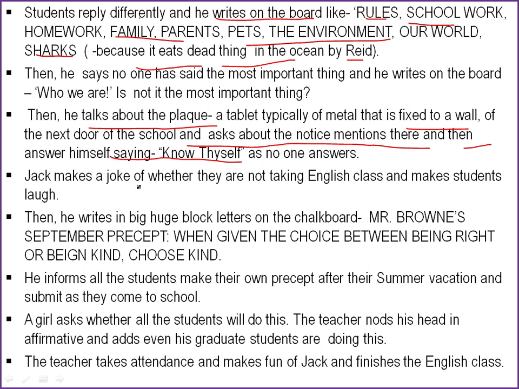And then Jack makes a joke of whether they are not taking English class. जब टिचरले क्वेशन सोध्छ त्यसपछि उले आन्सर दिन्छ के हामी इंग्लिश क्लास पढिरहेका छौं? अनि सबै स्टुडेन्ट्स लाफ हुन्छन्. Then he writes in big huge block letters on the chalkboard. त्यसपछि उले के लेख्छ Mr.